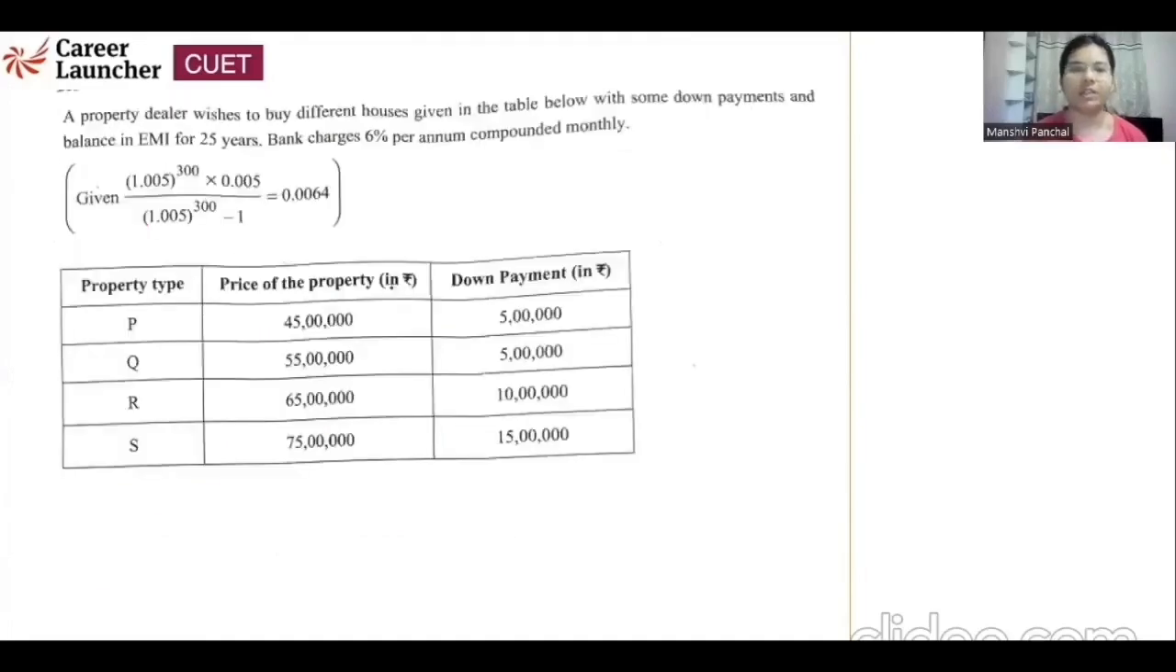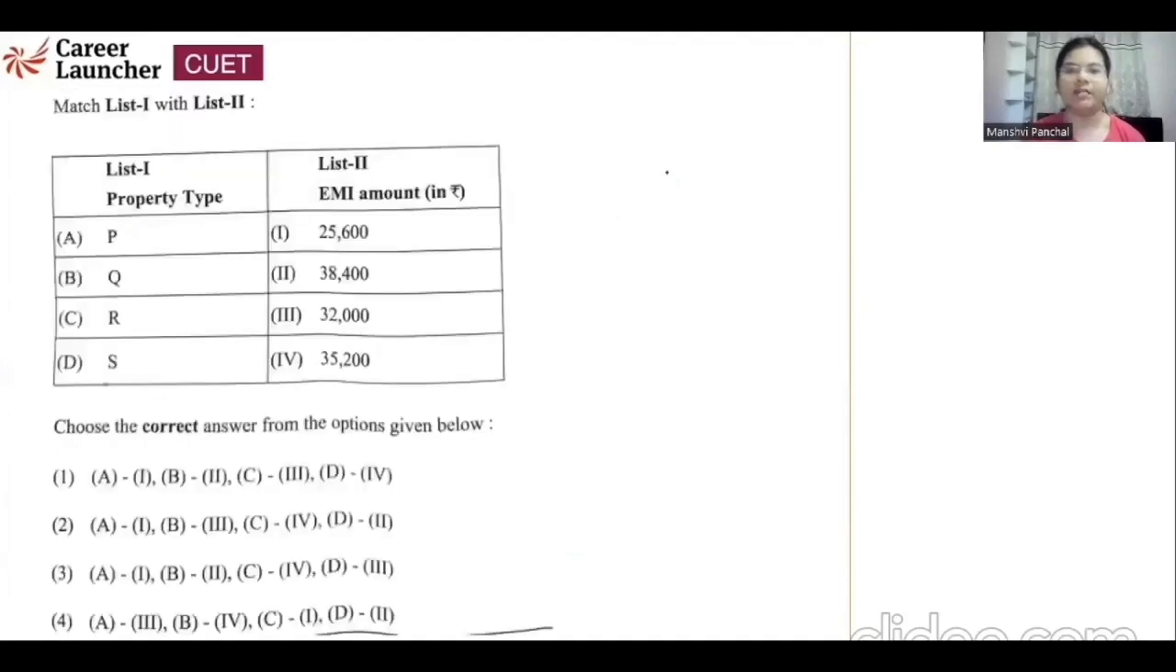Next, we have question number 63. A property dealer wishes to buy different houses given in the table below with some down payments and the balance in EMI for 25 years, right? So this is the price of the property and this is the down payment. Bank charges 6% per annum compounded monthly. So this is the property type, the price of the property, the down payment, and then we have to tell what will be the EMI amount.